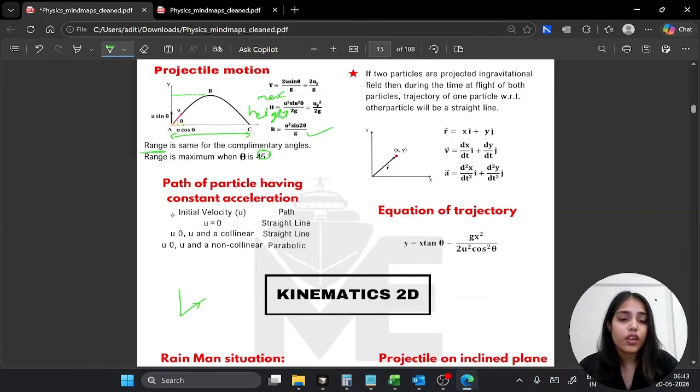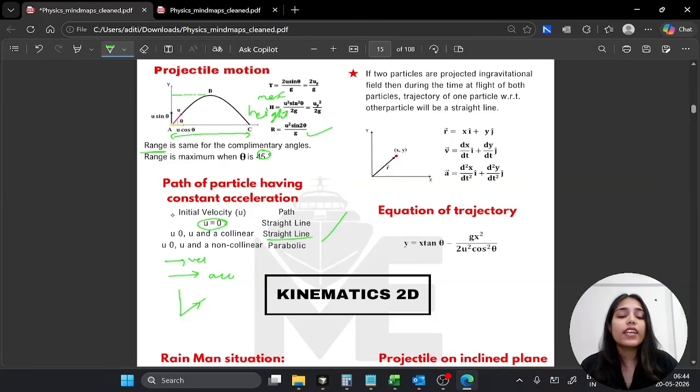So, now, if the object is having an initial velocity 0, in that case, the object will have a straight line motion. Okay. Now, if the initial velocity is 0 and a is collinear, what does that mean? Collinear means a is in the same direction as that of the initial velocity. So the velocity vector and the acceleration vector are in the same direction. So in that case, we also get a path as a straight line.